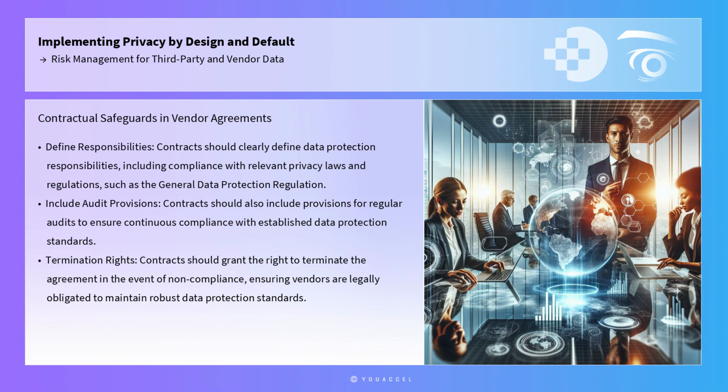Another effective tool is the incorporation of contractual safeguards in vendor agreements. Contracts should clearly define data protection responsibilities, including compliance with relevant privacy laws and regulations, such as the General Data Protection Regulation. Contracts should also include provisions for regular audits and the right to terminate the agreement in the event of non-compliance. By embedding these clauses, organizations can ensure vendors are legally obligated to maintain robust data protection standards.